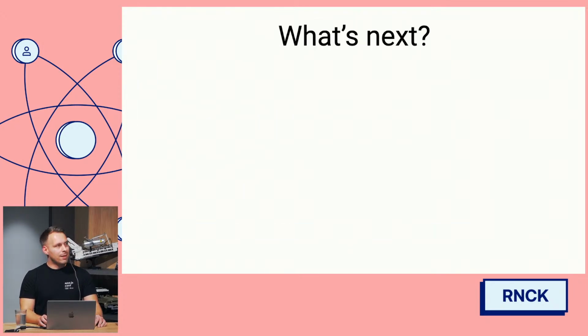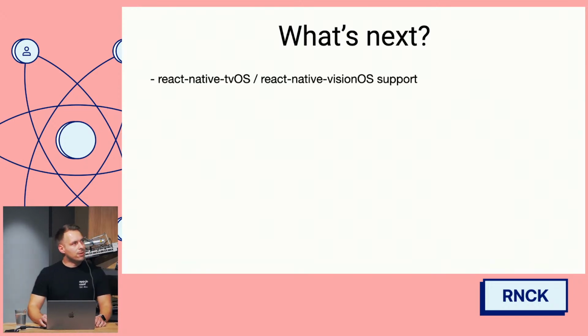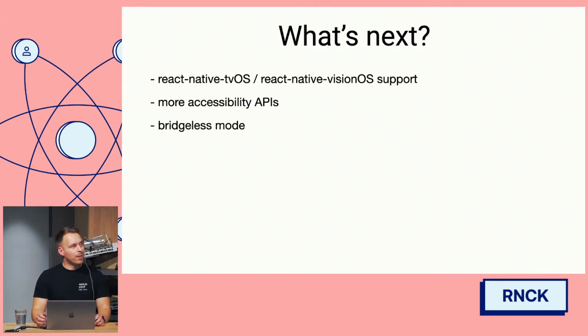So, what's next? How do I see Unistyles in the next few months? For sure, I need to add support for React Native Vision OS with multiple windows and React Native tvOS. I would like to be fully multi-platform and universal. I would like to add more accessibility APIs. I know that we don't like it as developers. We don't like to add accessibility, but I hope I will make it easy for you.